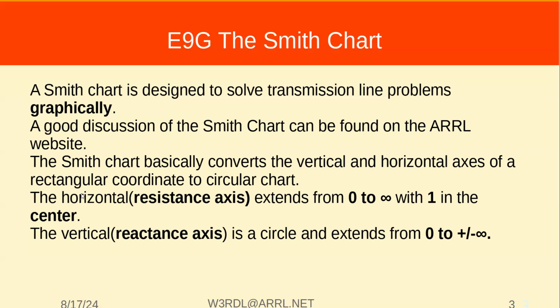And then the vertical or reactance axis is going to go from 0, where it crosses the real, to plus and minus infinity. And also on that outer circle, it also means that the resistance is 0 on that circle.